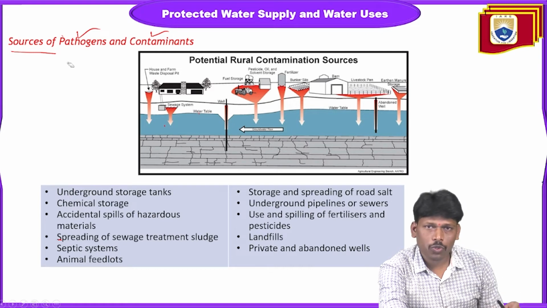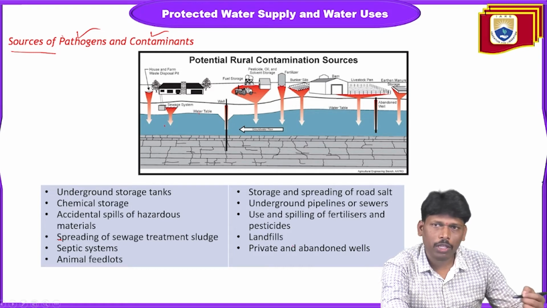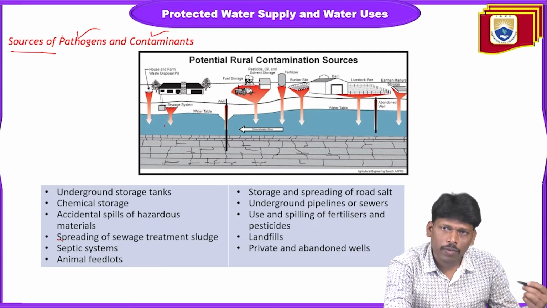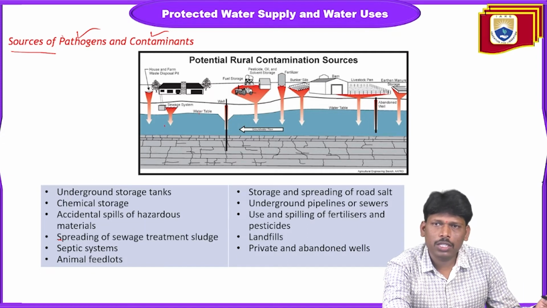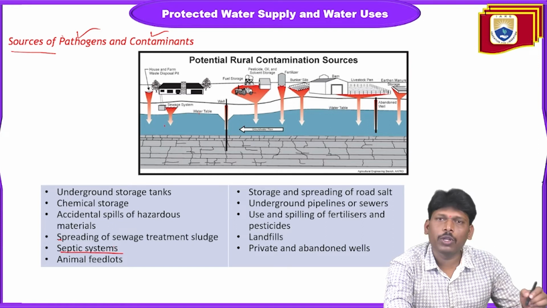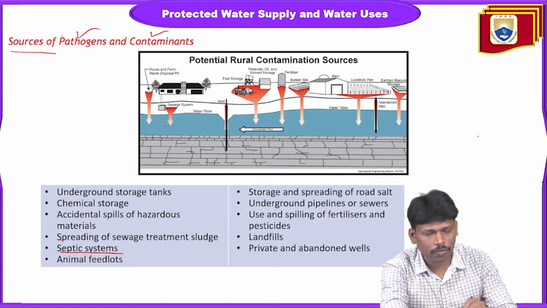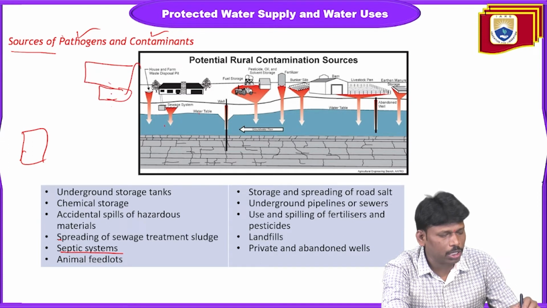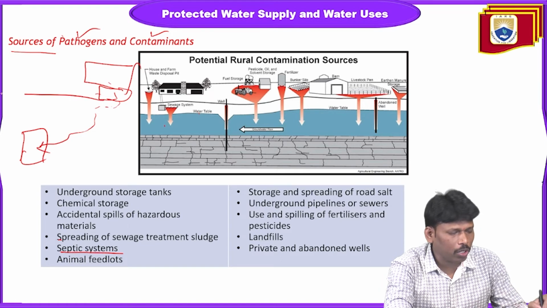So we are supposed to keep in mind, while giving permission to any industry, or even while constructing our residential or domestic houses, that they take care of their septic system. There should not be any leakage. For example, take this as a water source and this as some residential apartment. The septic system is somewhere, and it may leak and enter below the ground level.